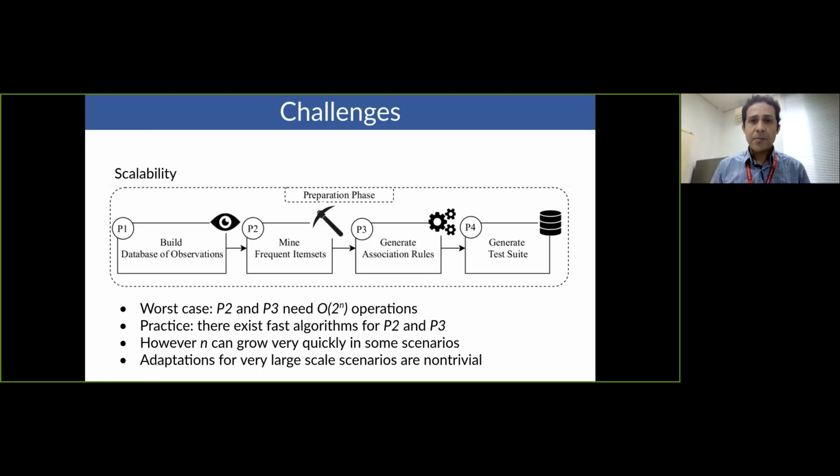For scalability, in the worst case scenario, any exact algorithm takes exponential time for the steps P2 and P3 of the preparation phase. In practice, the worst case scenario never happens, which makes the problem tractable when the number of features n is not large. However, for scenarios where the number of features n grows very quickly, some non-trivial adaptations to make our approach work would be required.